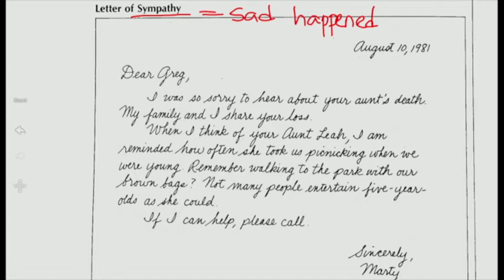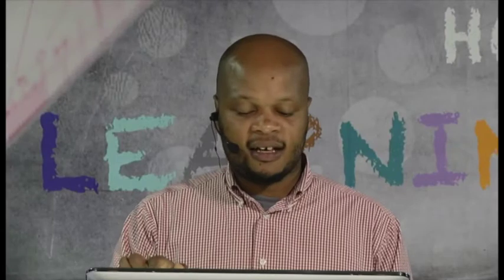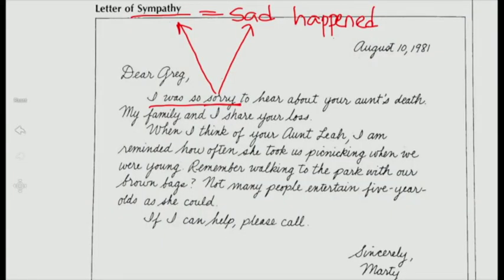Here. I was so very sorry, or rather, I was so sorry to hear about your aunt's death. Look at the opening line, or rather, the opening phrase. I was so sorry. The word sorry echoes the purpose, which is to sympathize. And the word sorry automatically gives the tone of voice that is going to be used throughout the writing, and it is appropriate.